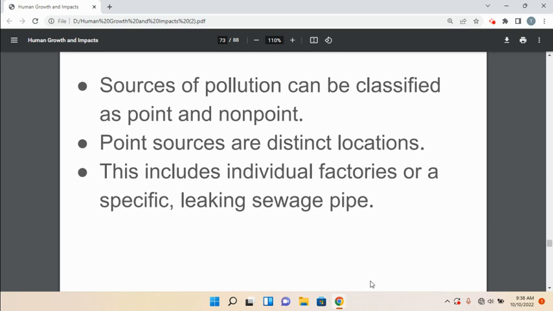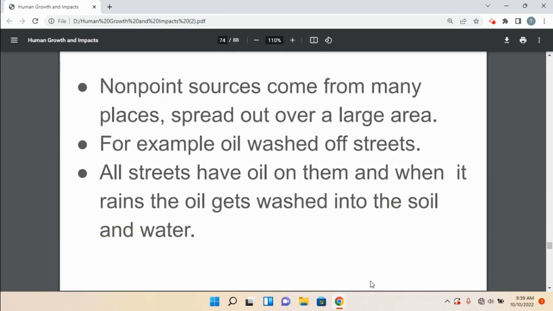First, we're going to look at point versus non-point sources. It depends on whether or not you can track the source of pollution down to a single place or thing. Point pollution is the type of pollution that you can pinpoint to a distinct location. In other words, it's a specific factory that you know is producing pollution, or a specific sewer pipe that's leaking and contaminating a water supply. It can be pinpointed to a single location. That is point sources. Non-point sources come from many places over widespread large areas.